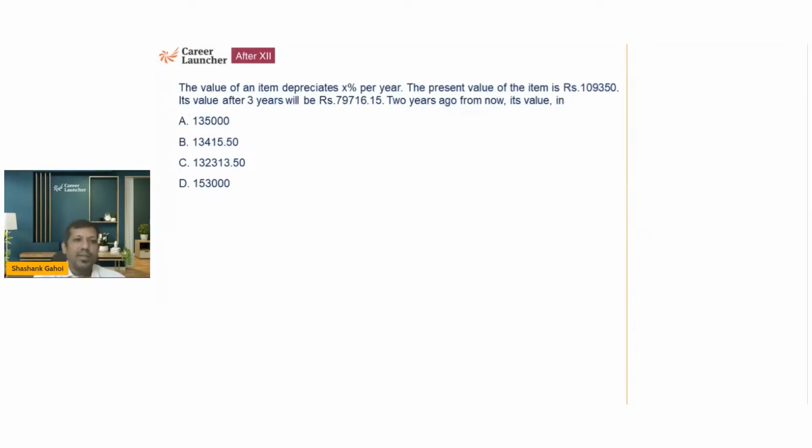Now, let's start this one. The value of an item depreciates X% per year. The present value of the item is 109350. Depreciation means 1 minus X by 100 to the power 3, and that is going to be 79716.15. This is simple depreciation.